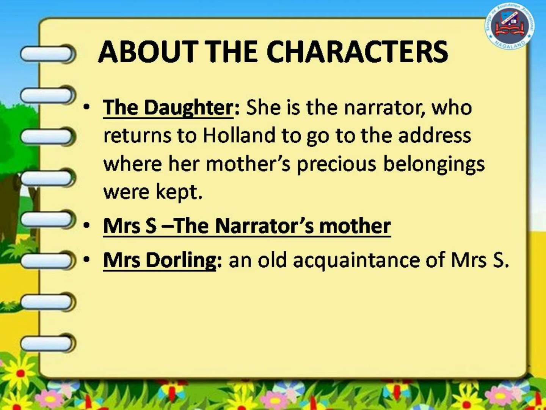Here are the characters in the story. The daughter is the narrator who returns to Holland to go to the address where her mother's precious belongings were kept. Mrs. S. is the narrator's mother. She was a simple woman who could not see the manipulating and fraudulent nature of Mrs. Dorling, her acquaintance. Mrs. Dorling has been described as an old acquaintance of Mrs. S., who possessed a cunning personality. Alright, so those are the characters in the story.